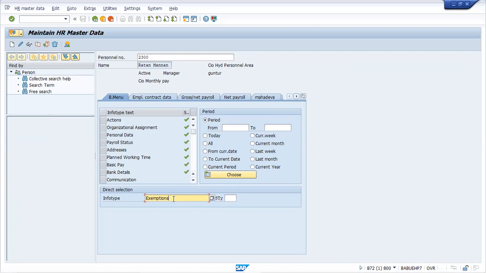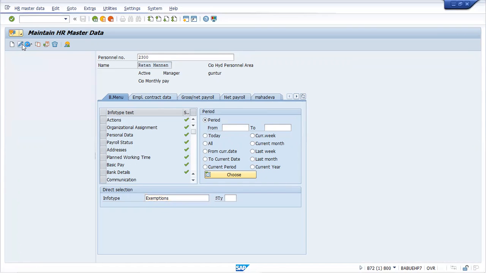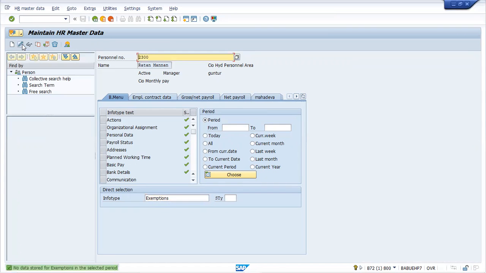Now go ahead and see if anything is there, or you can create exemptions. Anything there? No data stored for exemption. Okay, so just go to create. Yes, sir.